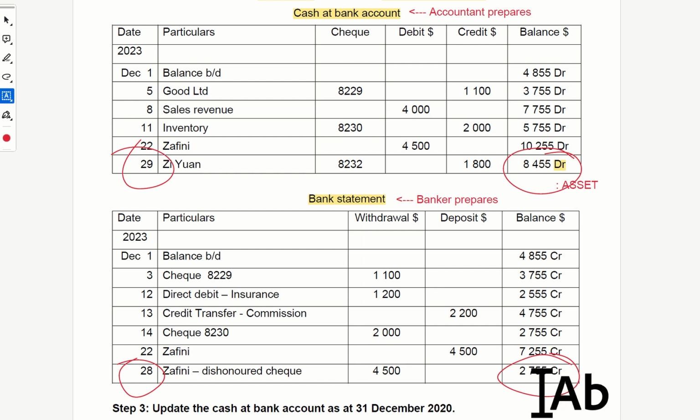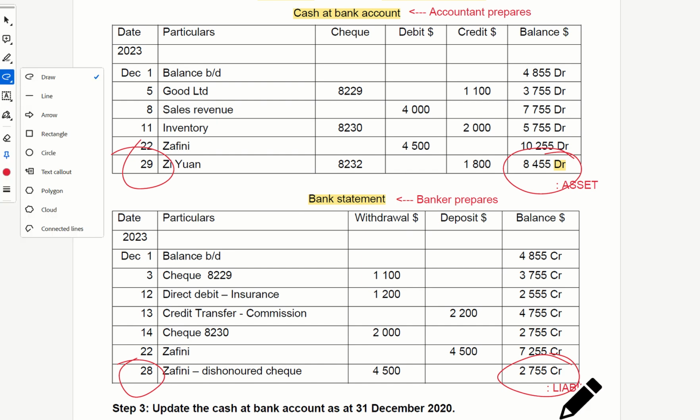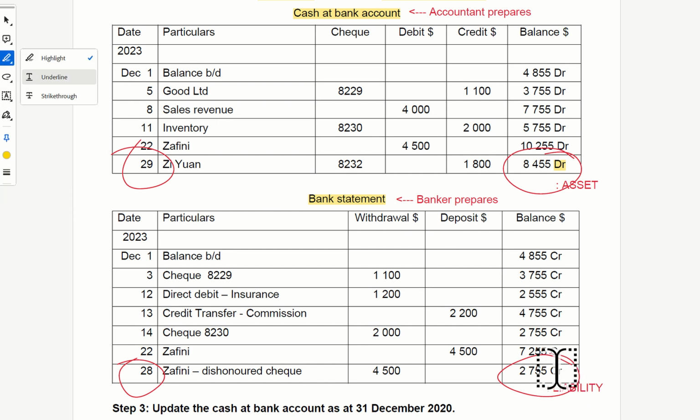On the other hand, the bank statement has a credit. What does credit tell you? Credit tells you that this is a liability. Why a liability? Think about it this way. Does the money in the bank statement belong to the banker? No, it doesn't. Who does it belong to? It actually belongs to the business. So money in the bank statement belongs to the business, not the banker.